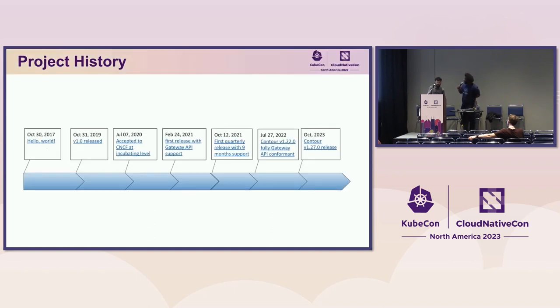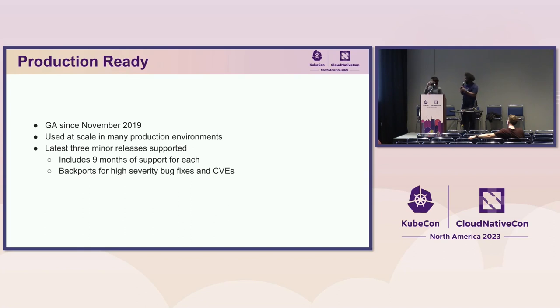So a little bit about the history. The first instance of Contr was back in 2017, and as we've gone through time, the Gateway API conformance was a big moment for us in July of last year, and just last month we had our V1.27 release. We've been implementing a lot of API gateway features and are more and more conformant with Gateway API as time passes. It's been in GA since November of 2019, being used at scale in many production environments. The last three minor releases are supported, and we've got 9 months of support for each, and then a lot of backports for CVEs that come through and high severity bug fixes.